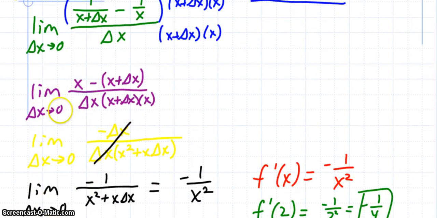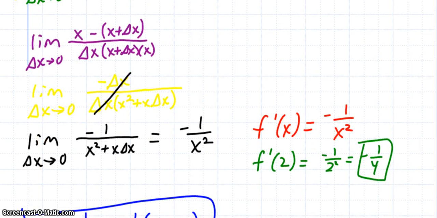Now I have the limit as delta x goes to 0 of x minus the quantity x plus delta x. When I distribute that negative, the x's are going to cancel and this becomes a negative delta x on top. In the denominator, I want to leave the delta x factored out, but I did end up distributing the x, so I get x squared plus x delta x. Don't get confused. I know writing delta x looks like you have two separate things multiplied, but delta x, remember, is all one term. It's not delta times x.